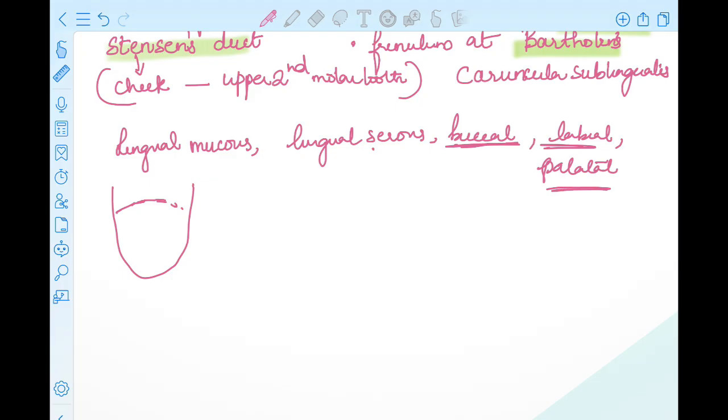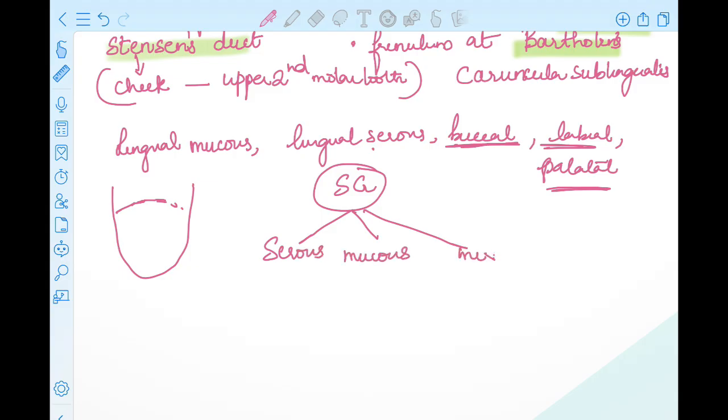So usually the salivary glands, I'm writing it as SG, can be classified as either serous, mucus, or mixed. Serous glands predominantly secrete thin, watery saliva. The examples of serous are parotid, as well as lingual serous. Parotid is a major salivary gland and lingual serous is a minor salivary gland. So they secrete watery saliva. That is the peculiarity of serous glands.